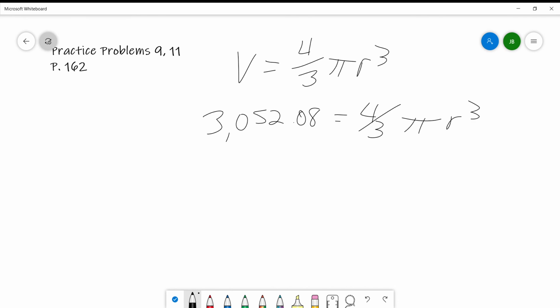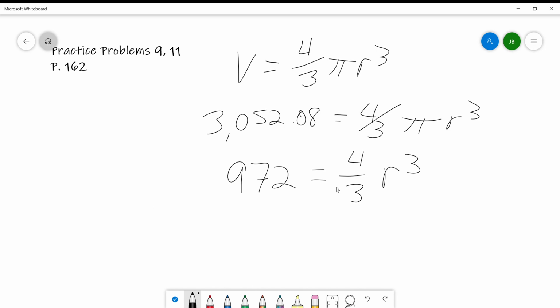Okay, I can see where this one would start to get tricky. Let's get the radius all by itself with algebra. Let's get rid of the pi. We're going to divide both sides by pi. So 3,052.08 divided by 3.14, we're going to approximate, equals 972. So 972 equals 4/3 times the radius cubed.